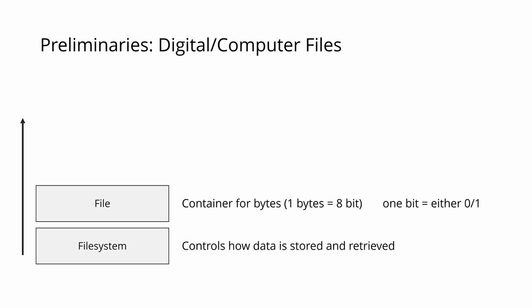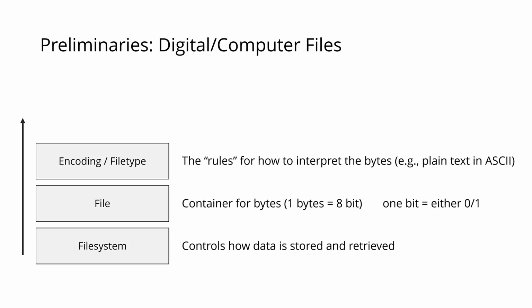A byte is a sequence of 8 bits, and a bit is either a 0 or a 1, basically a switch. Bits are what your computer is basically using for everything. These are electrical signals, either 0 or 1. On top of the file, we have the encoding, or the file type. This is what we're going to talk about in this video particularly, and these are, so to speak, the rules for how to interpret these bytes.